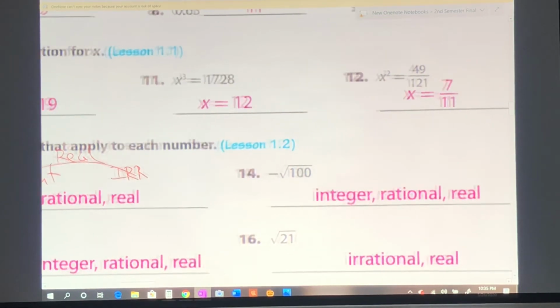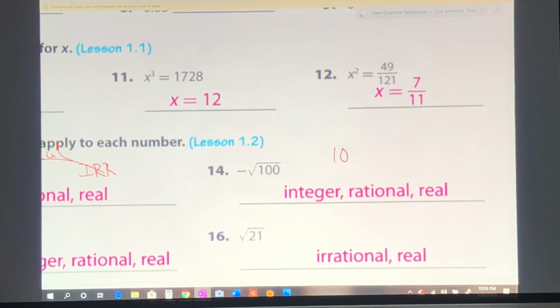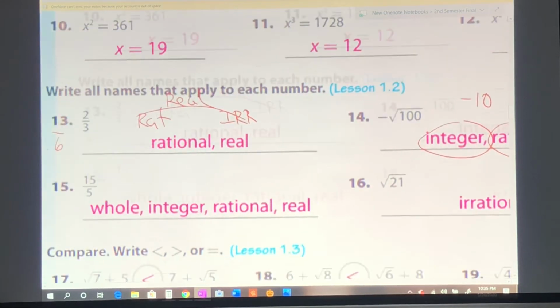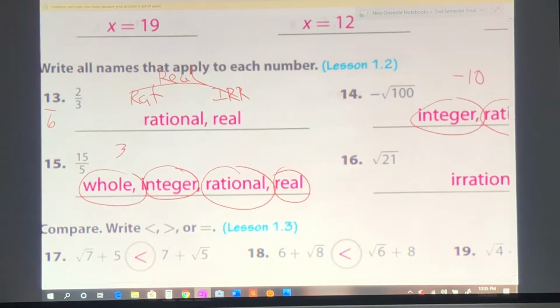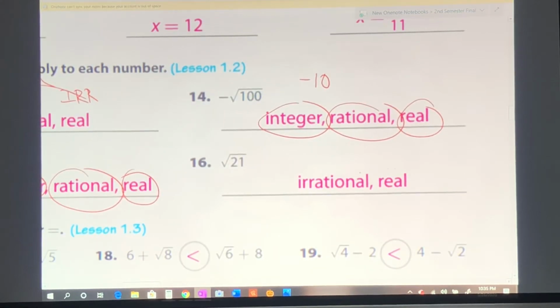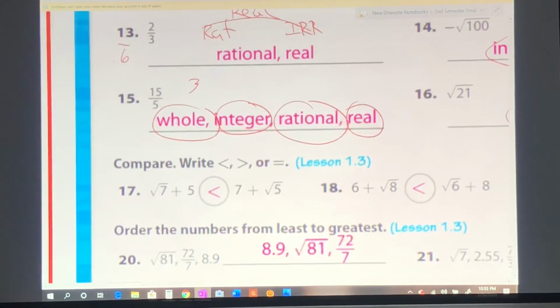Number 14, that answer would be the square root of 100 is 10. They want the negative one, so it would be a real number, it's a rational number, and it's an integer. Whole numbers are positive, so it's not a whole number. Okay, number 15, that's 3, so it's a real number, it's a rational number, you can write it as a fraction, it's also an integer, positive and negative whole numbers, and it's a whole number. Square root of 21 is not a perfect square, so it's a real number, but it's irrational. You're so irrational, you just don't make any sense.